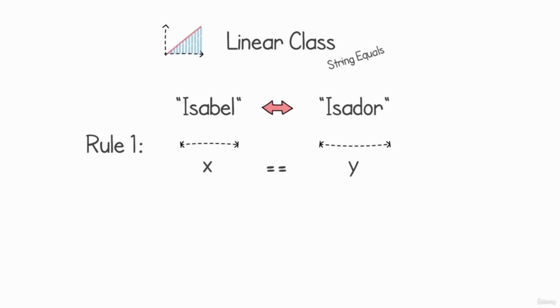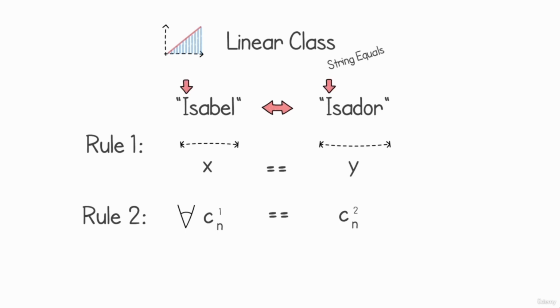We have Isabel and Isadore, and they meet the first rule. Isabel is 6 characters long and Isadore is also 6 characters. The second rule to follow is that we need to make sure that for every character that we have in the first string, it's equal to every single character that we have in the second string. And to implement this, we also need a simple loop that iterates through every single character that we have in both strings and compares them.